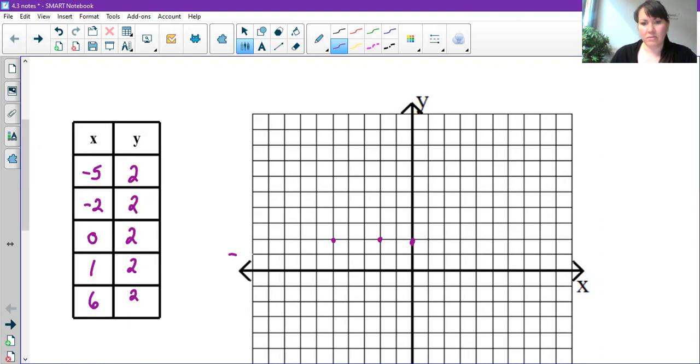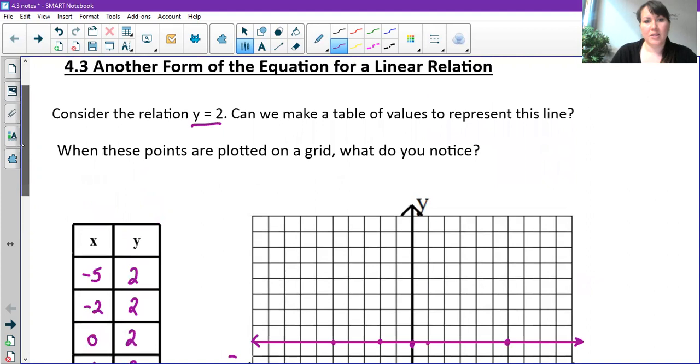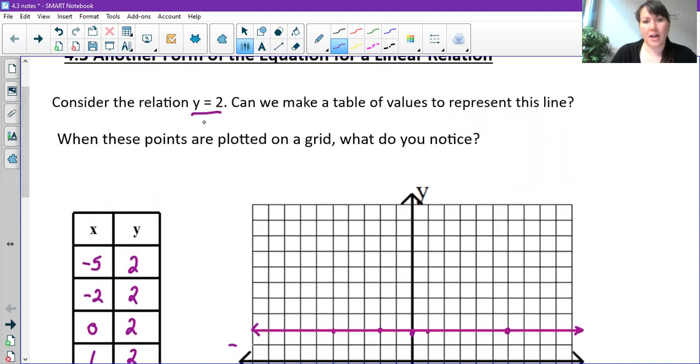1 and 2, and 6 and 2. 1, 2, 3, 4, 5, 6. Now, I could have chosen any other values, but you'll notice a trend. All of these points are following along the same horizontal line. So what we can do is connect these points along that line, making sure we put arrows on the ends, because that line will continue going both directions forever. Okay? So this would be the line for the equation y equals 2.